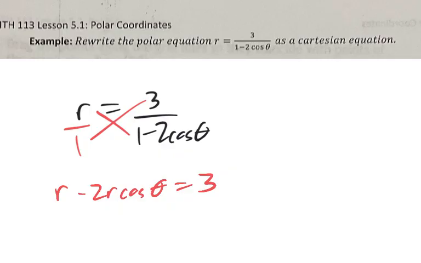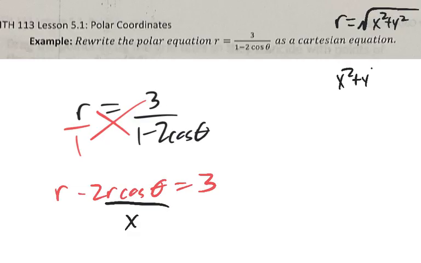We know r cosine theta is x, and we know r equals the square root of x squared plus y squared, because x squared plus y squared equals r squared for my circle. Just square root both sides. So instead of r, I'll say the square root of x squared plus y squared, minus 2 times x equals 3.